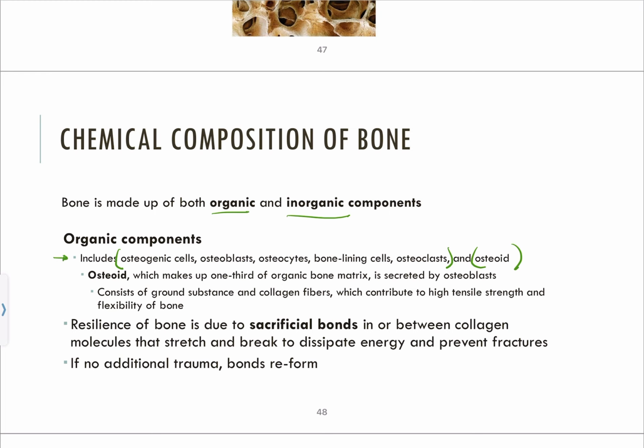Another thing to think about because the organic components help resist tension, how do they do this? They have these bonds that we refer to as sacrificial bonds that are between the collagen fibers. They can stretch along these sacrificial bonds or even possibly breaking them. They can dissipate the energy so we can actually prevent fractures in our osseous tissues, and we can just have these breaks in our collagen fibers instead. So they can go in and reform if we don't have any additional trauma.